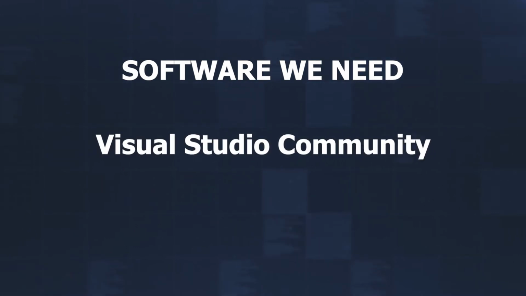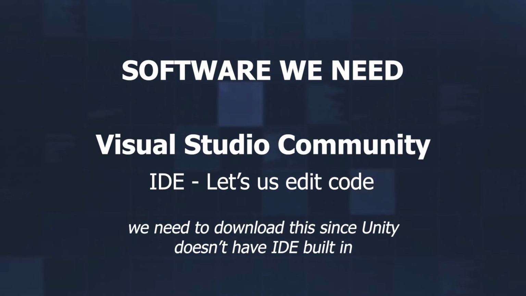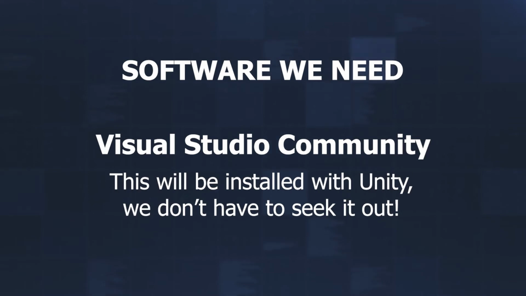Visual Studio Community, the next bullet point here, is an IDE, which means it's something that lets us edit code. We need to download this since Unity doesn't natively have an IDE built in, like it can't edit code by itself. So we'll be getting Visual Studio alongside it. That's what I'll be using for the tutorials moving forward. There are other IDEs which are appropriate if you've downloaded them before and you're comfortable with them, but just know that this is the one that I'll be using. And it's included in the Unity installation, which is a very big reason why we're using it for this purpose.